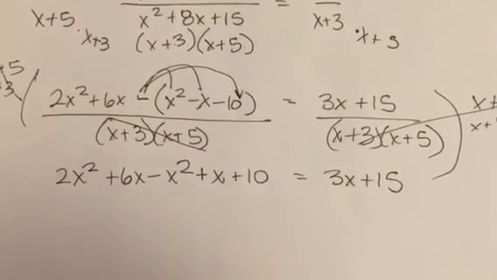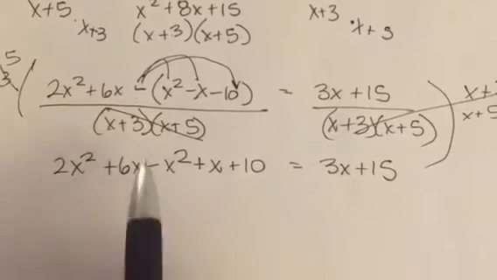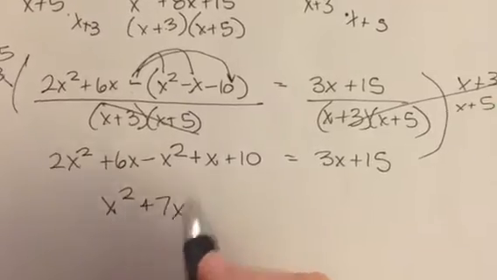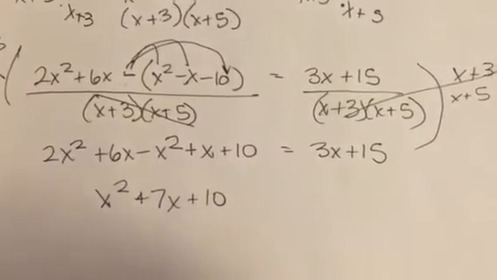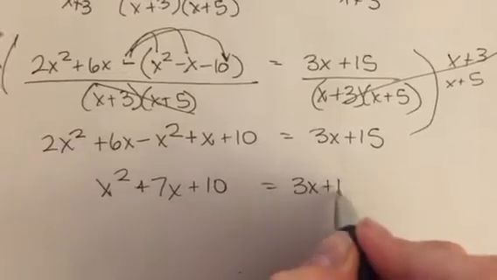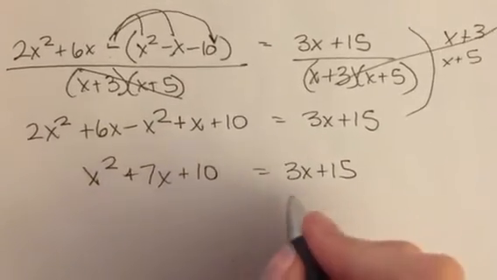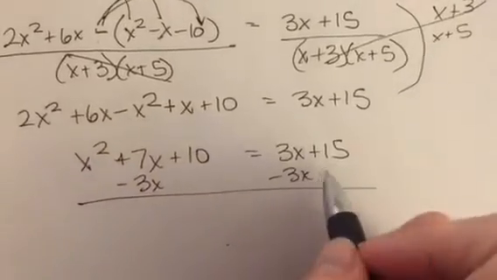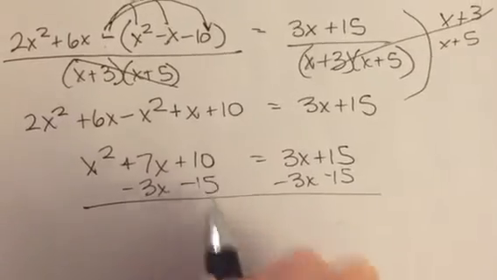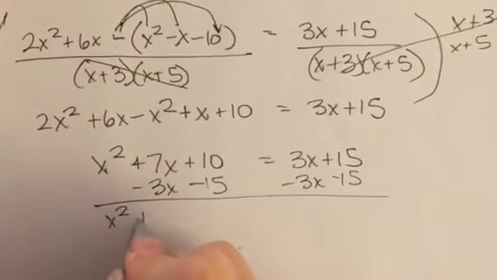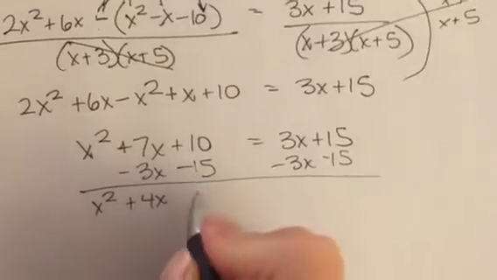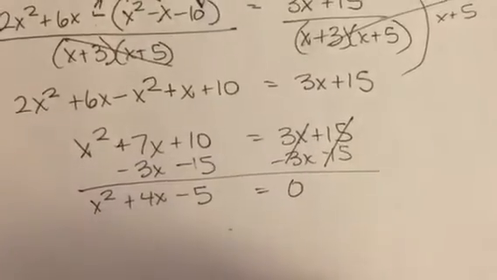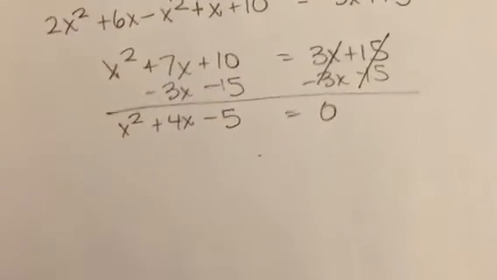Right, from there, I'm going to put these together, 2x squared and minus x squared is x squared. I have 6x plus x is plus 7x plus 10, right? I have 3x plus 15. Right, from there I need to subtract 3x, subtract 3x. While I'm at it, I'm going to subtract 15 and subtract 15 so that I have x squared plus 4x. 10 minus 15 is negative 5 equals 3x minus 3x. That equals 0.